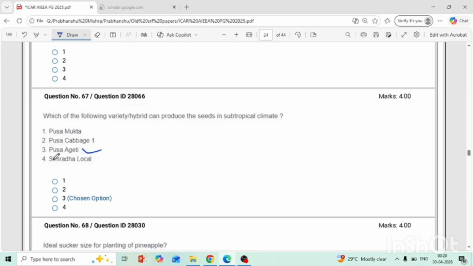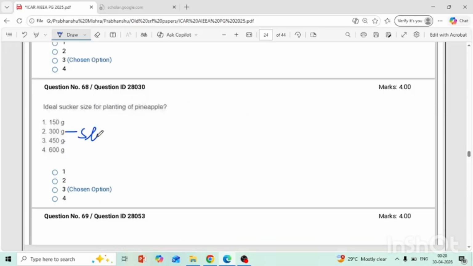Next one is the ideal sucker size for planting of pineapple. So pineapple, this is a simple question. Sucker size is 450 and slip size is 350. This is the slip size, and the sucker size is 450 gram. This one is the 450 gram suckers. Okay. Very simple question and a repeated question also.